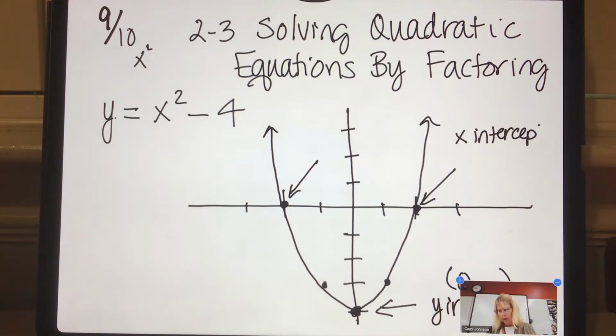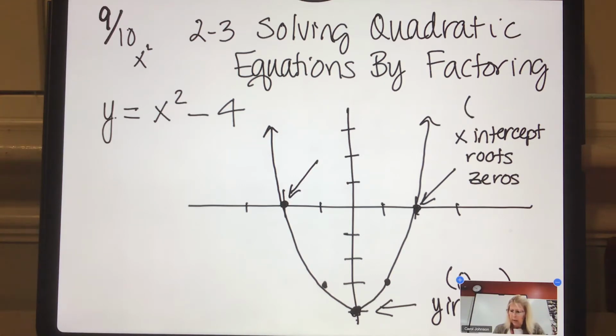Now, here's the new part. They also have 2 other names, and you'll use them in higher mathematics. They also call them roots, and they also call them zeros. They all mean exactly the same thing. So they're all interchangeable.